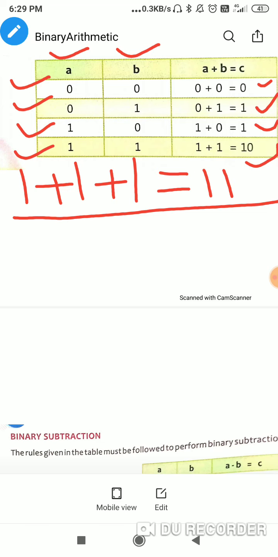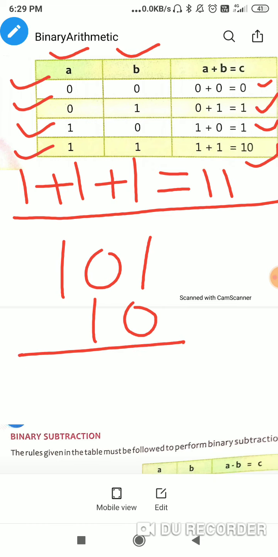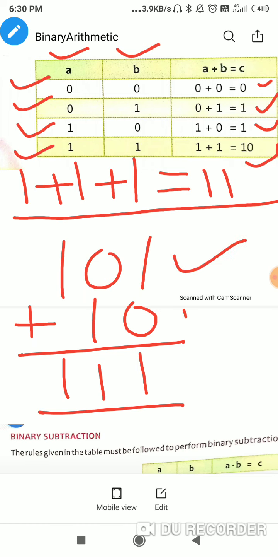Now let us take an example. Suppose the number is 101 in binary and you want to add 10 to this. Just like we do the sum in decimal numbers, we will perform the same operation. 1 and 0 becomes 1, 0 plus 1 becomes 1, and this 1. So this is the answer: whenever you are adding 101 binary number to 10, it becomes 111.